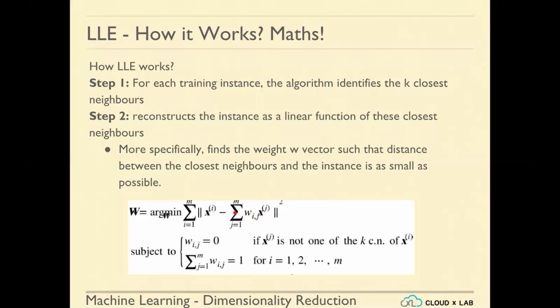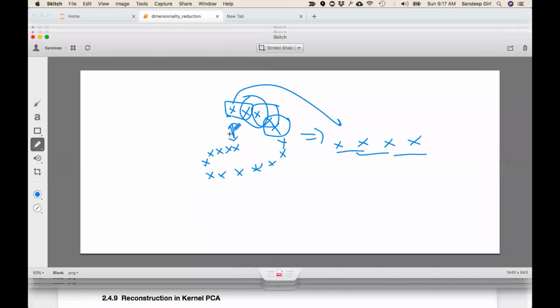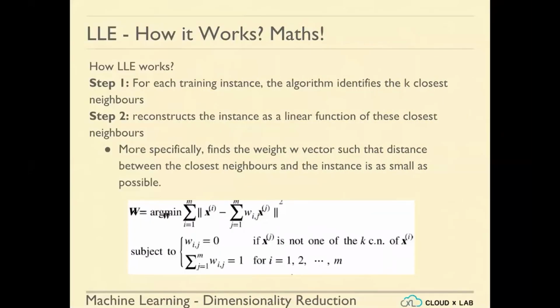So what are we trying to do? We are trying to find out the distance between this and this, between this and this, this and this. So we are computing this relationship. Meaning we are trying to express the neighbor by multiplying certain weights to it and see how we can translate that. So we find the w vector such that the closest neighbors are nearest.